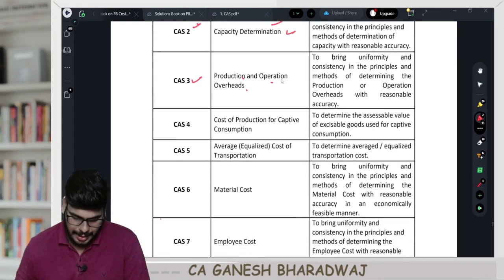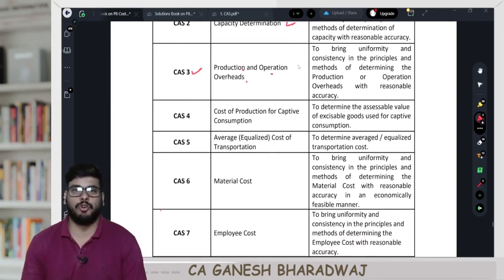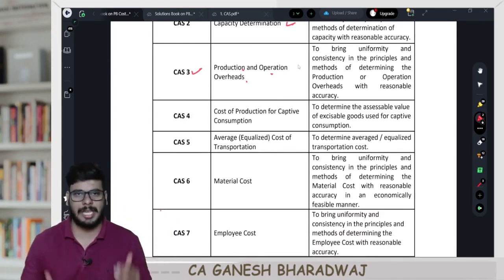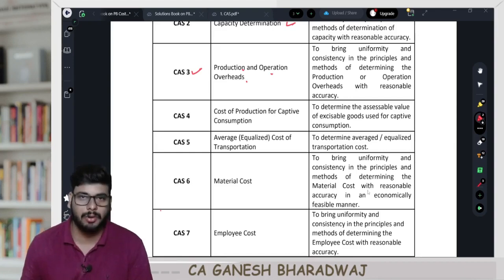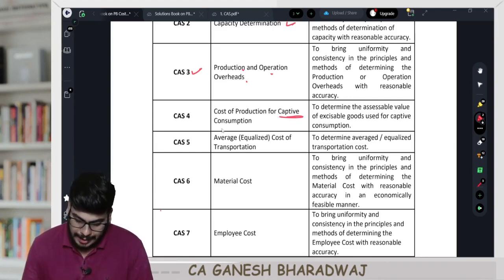Clear with this? Next, CAS number 3, production overhead. Whatever we learn in that overhead chapter is actually coming from this particular standard only. CAS number 3. CAS number 4, cost of production for captive consumption.